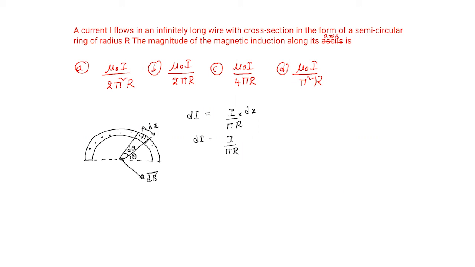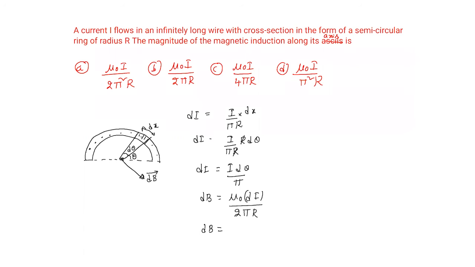We have to divide this entire semicircular wire into small elements. dx is nothing but r d theta, so r gets cancelled. So dI is equal to I d theta divided by pi. Once you get dI, what is the magnetic field due to this dI? dB is equal to mu naught dI divided by 2 pi r, assuming it to be an infinitely long wire. This is the magnetic field due to the small section.